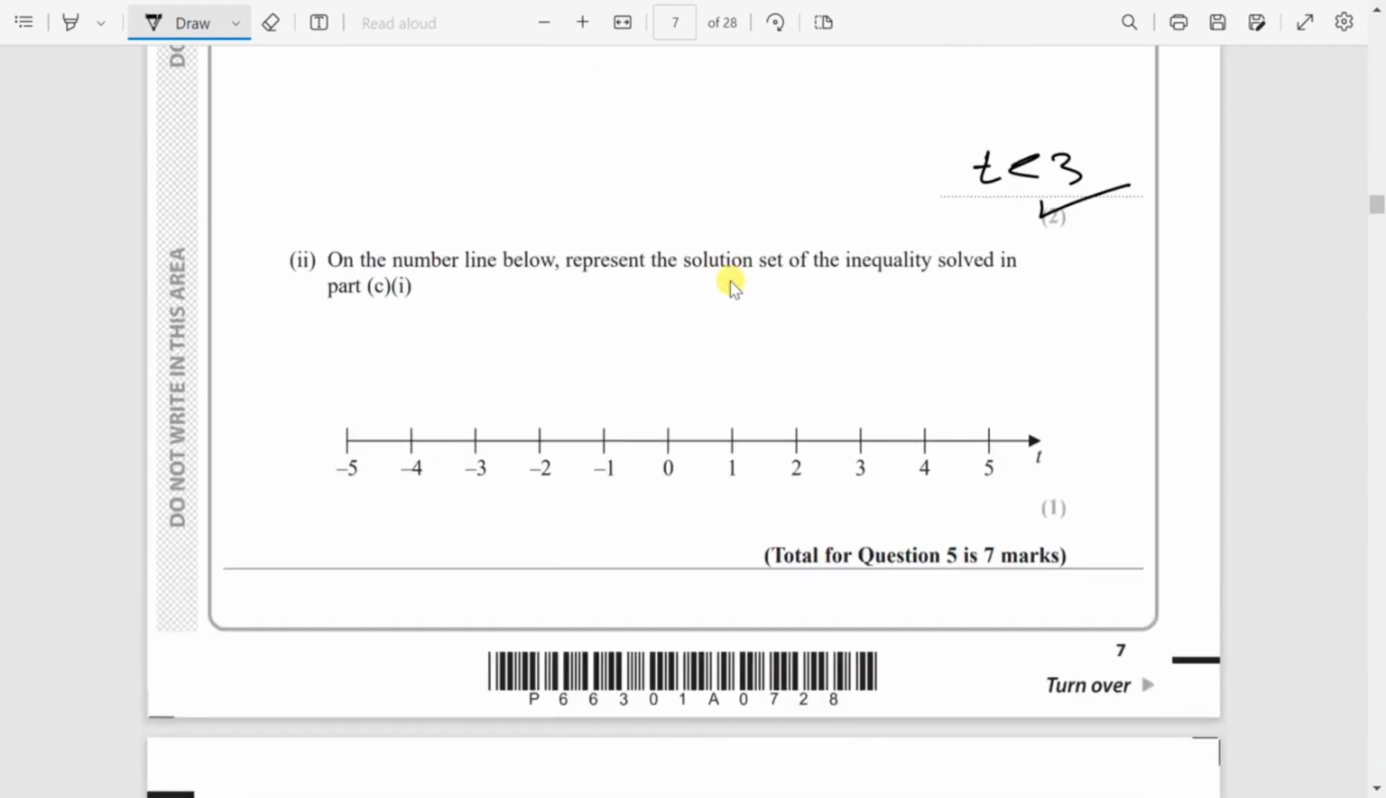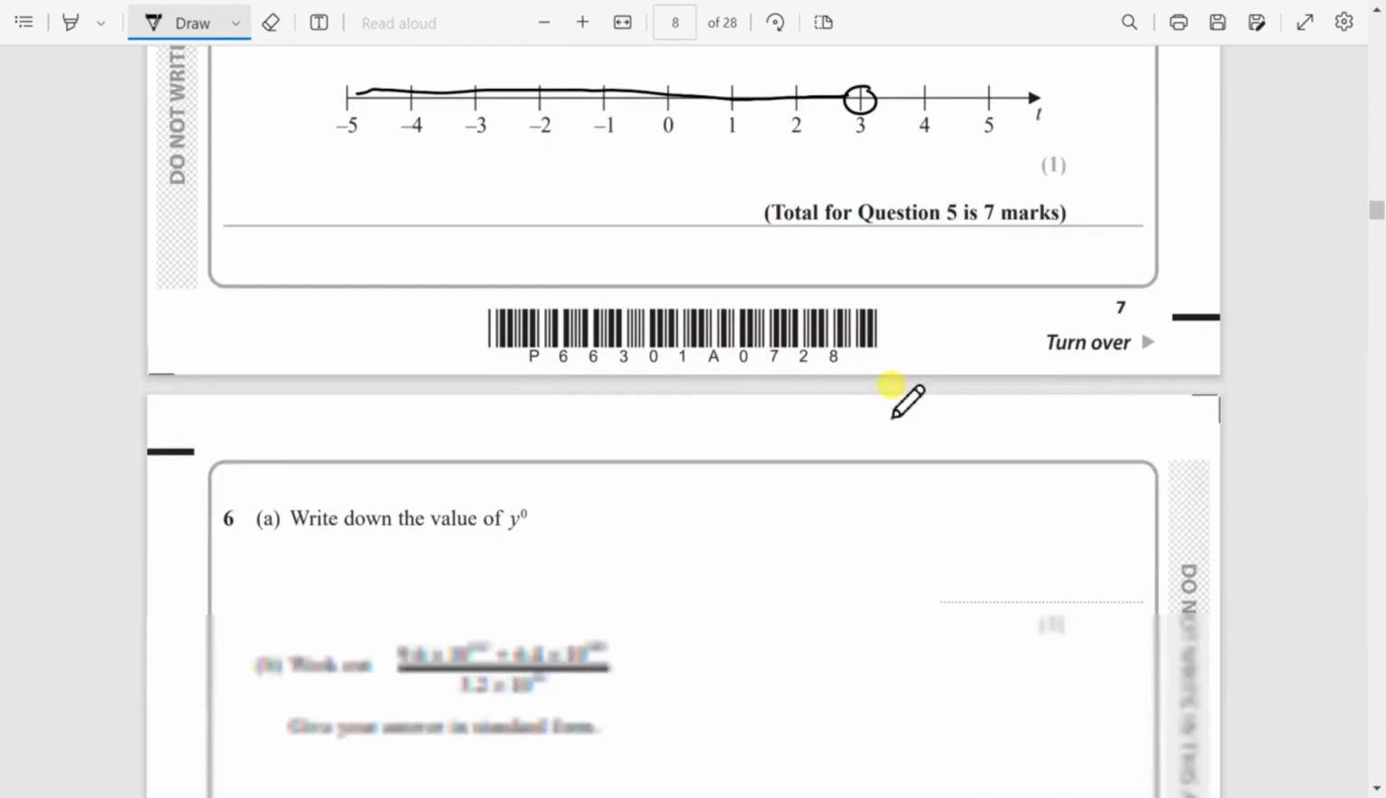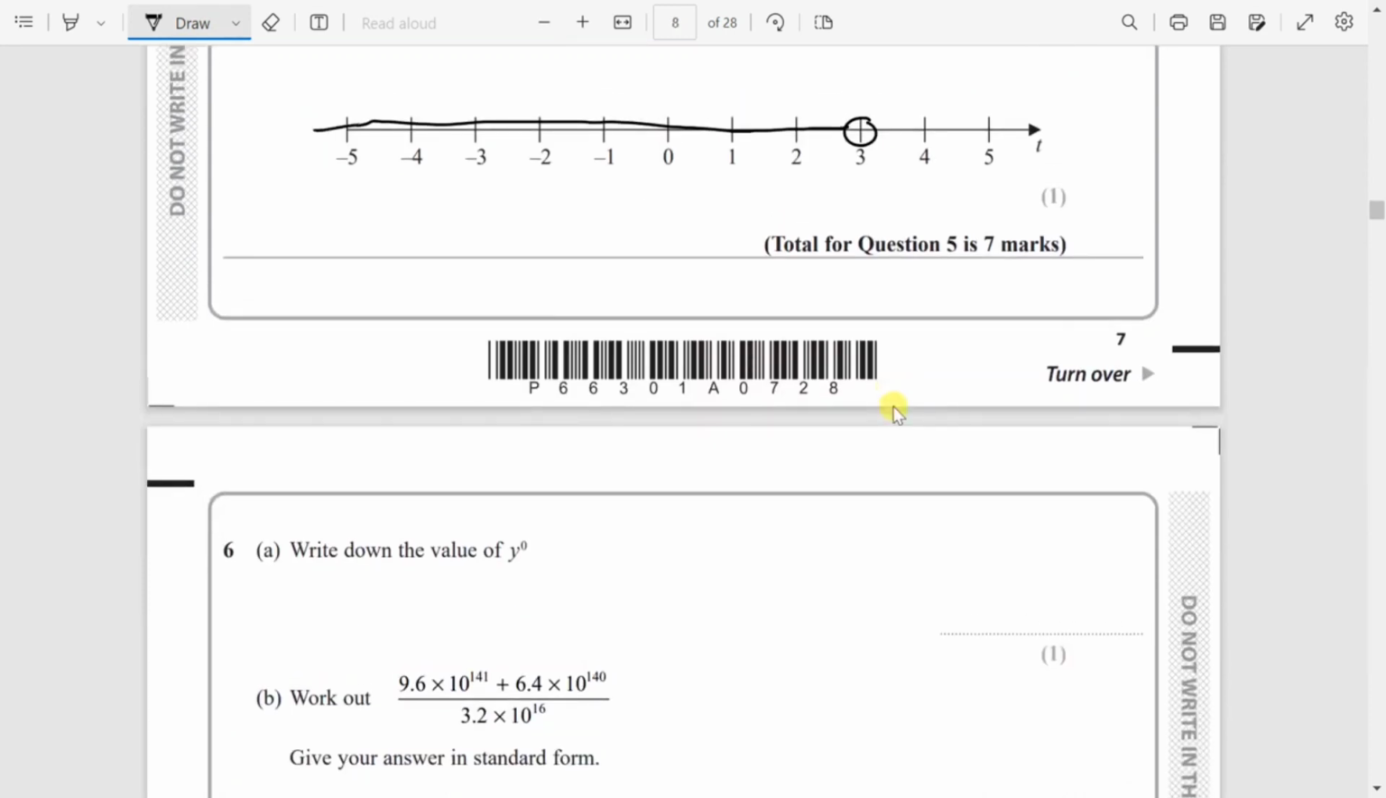Okay. Now, we've got to represent that on a number line, yeah? So all you've got to do is pretty much start at 3. And because it's less than, you just do an open circle. If it was less than or equal, then you'd shade that circle, yeah? And then you just draw a line all the way across, going that way. That's it. That's all you have to do. That means t is less than 3. Just to be safe, go past minus 5, yeah? That's it.